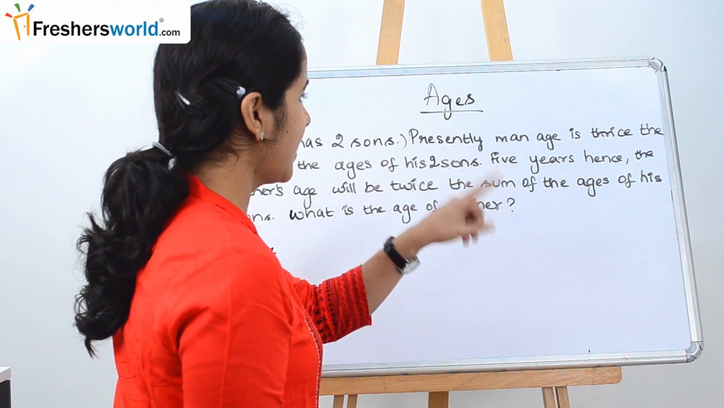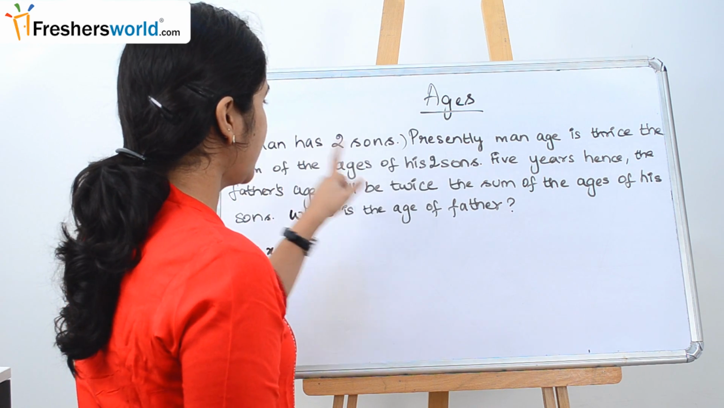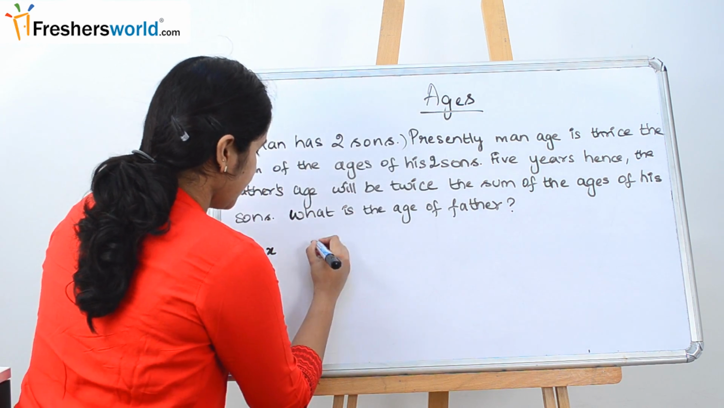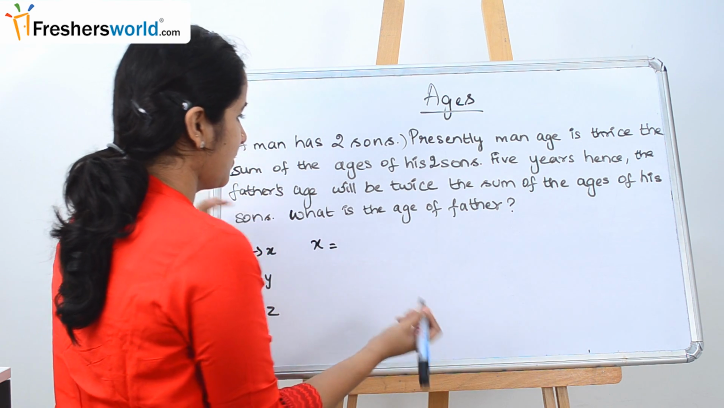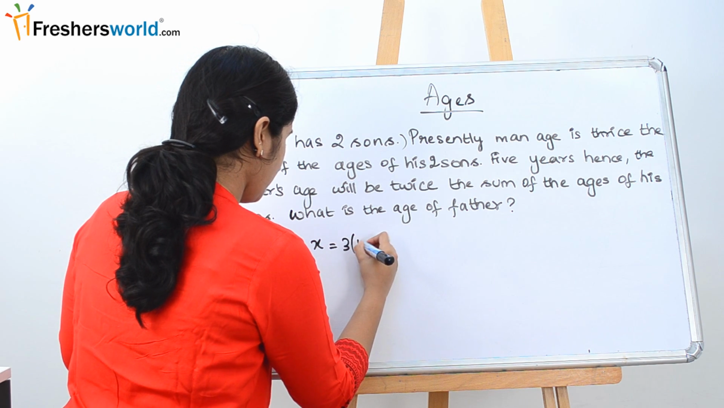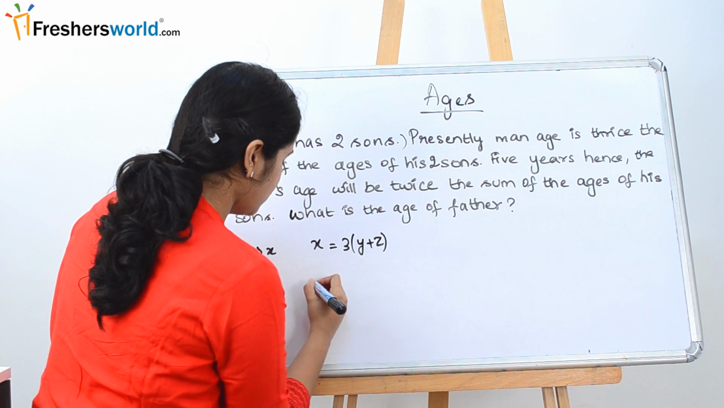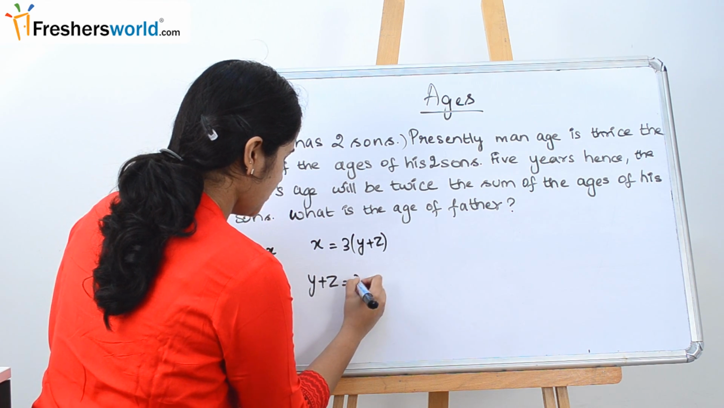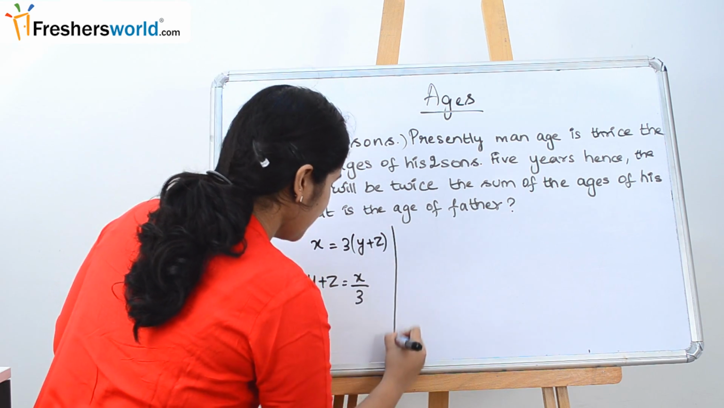Presently, the man's age is thrice the sum of the ages of his sons. So, the present age of the man is thrice the ages of his sons, which is 3 of (Y plus Z). This can also be written as Y plus Z is equal to X by 3. So, let's keep it aside.